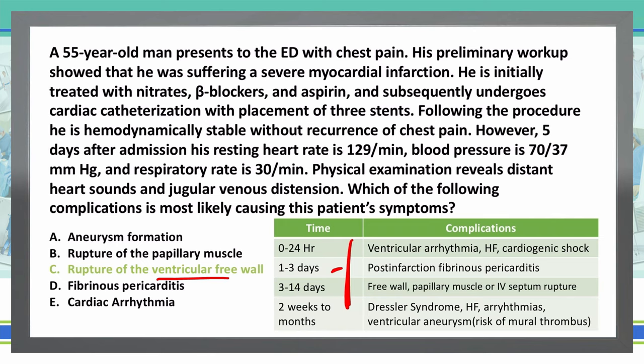Within 3 to 14 days, so a half a week up to about 2 weeks, we're talking about free wall rupture, papillary muscle rupture, or IV septum rupture. All of those things could rupture, and you would see some different symptoms associated with each one. So that is where you may have to, on the exam, differentiate between a free wall rupture and a papillary muscle rupture, just like this question requires you to do. And then finally, 2 weeks on to months after a myocardial infarction, we could see Dressler's syndrome, heart failure, arrhythmias, and ventricular aneurysms, which would give us a risk of mural thrombus to occur.